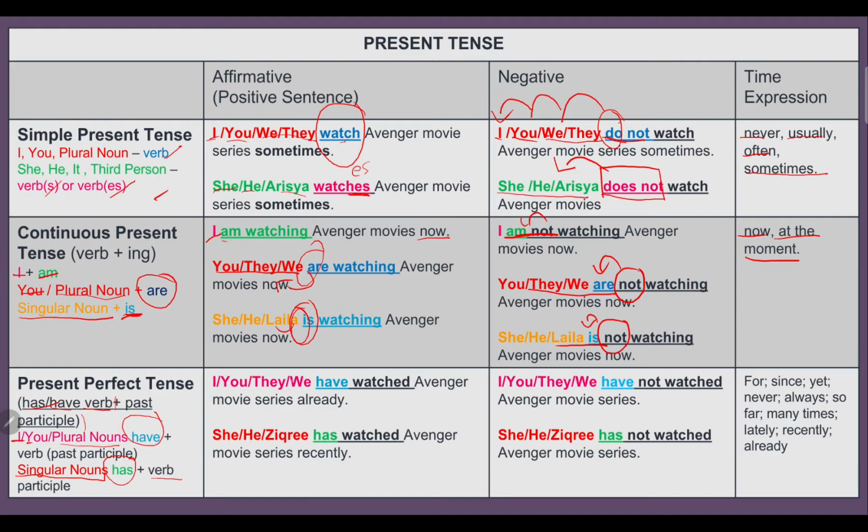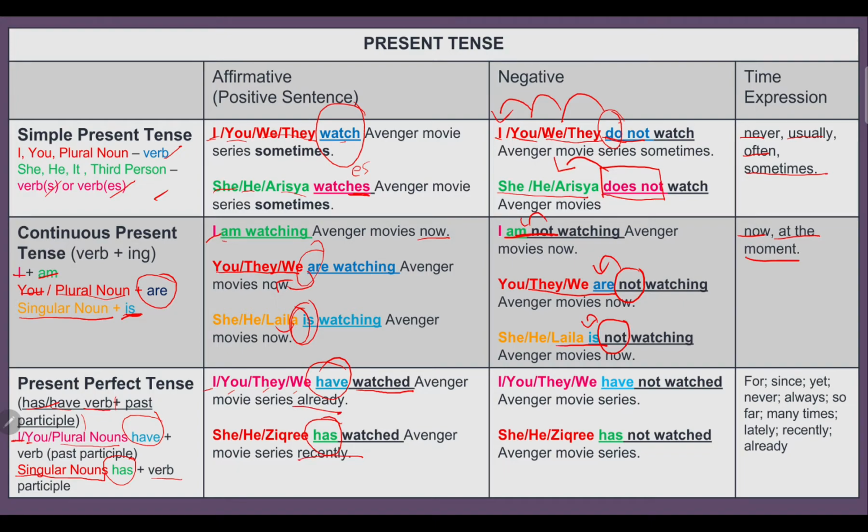Okay, so let's take a look at the affirmative sentence. I, you, they, we have watched Avenger movie series already. She, he, Zikri has watched Avenger movie series recently already.